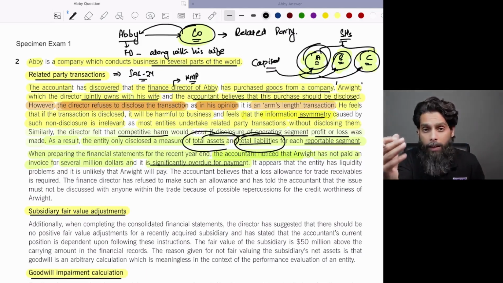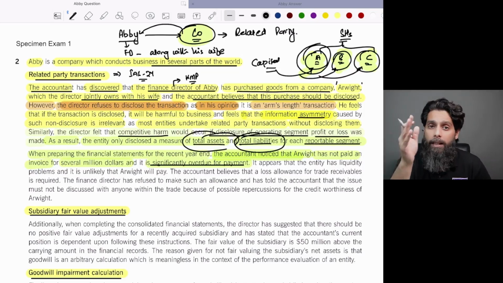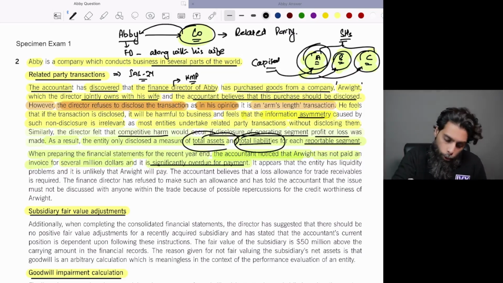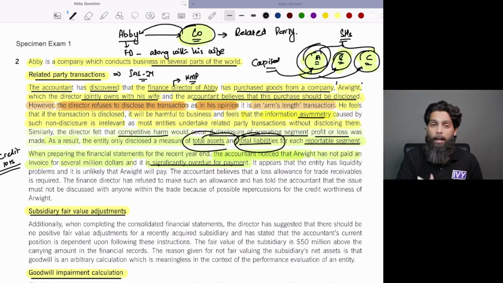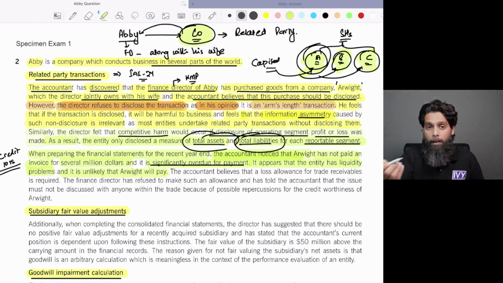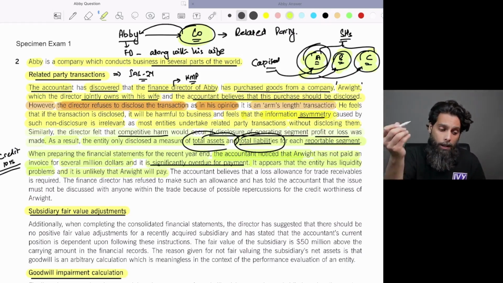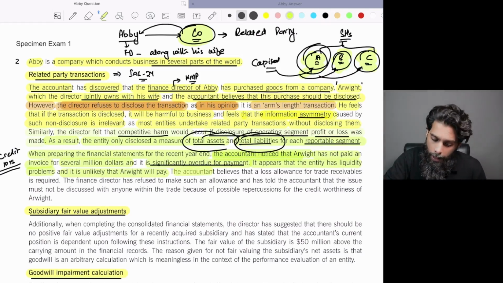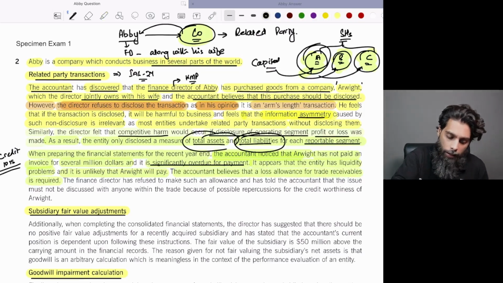Now, if a receivable is significantly overdue for payment, you should be recognizing a credit loss against it. You should be recognizing impairment against it, expected credit losses and actual perceived losses. It says that it appears that the entity has liquidity problems and it is unlikely that R White will pay. So maybe a bad debt should be recognized, or actual expected losses should be recognized. Lifetime credit losses should be recognized. It says the accountant believes that a loss allowance for trade receivables is required. So the accountant is clear.